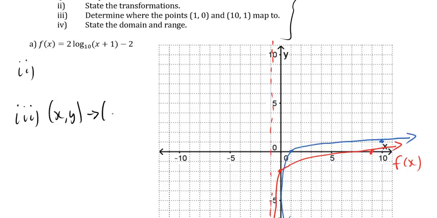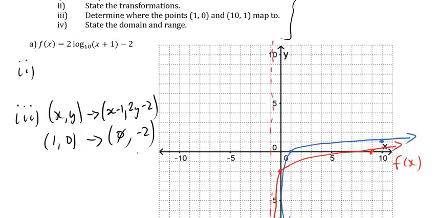I look at the transformation. So what has changed for x? Well, x went to the left 1. And what happened to the y's? I multiplied them by 2 and subtracted 2. So for example, (1, 0) would go to (0, -2), because 0 times 2 is 0, minus 2 is negative 2. And my other point: 10 minus 1 is 9, and 1 times 2 is 2, minus 2 is 0. Okay, so there's that point.